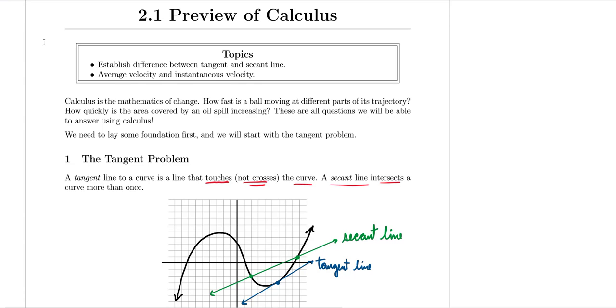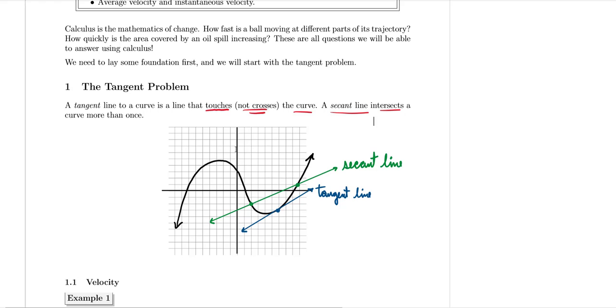Here I drew some graph, just some function there, and I drew two lines. In green we see a line that's crossing the curve two times, so this is the secant line. But in contrast, the line in blue is the tangent line, and you see here that the tangent line is only touching the curve at this point, so it is only touching it once.